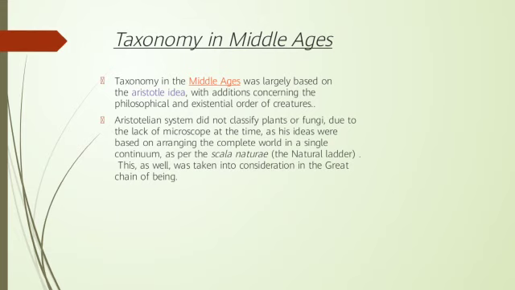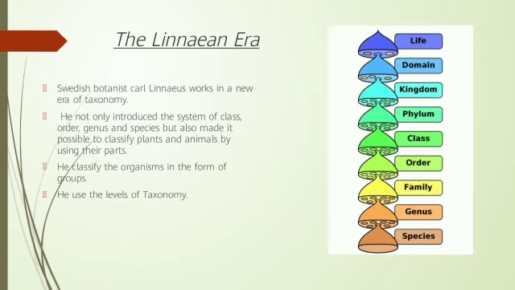But Aristotle did not classify fungi and plants separately because of the unavailability of the microscope at that time. Aristotle simply classified plants and fungi in a single group, but after observing under the microscope, plants and fungi were grouped separately. So because of no microscope, this did not happen in Aristotle's era, but it happened in the Middle Ages. Then we will discuss the Linnaean era.